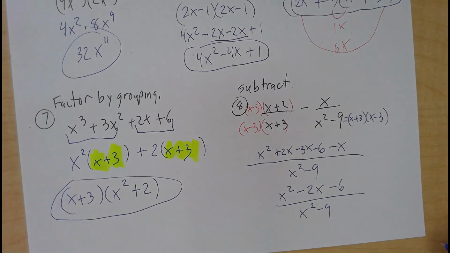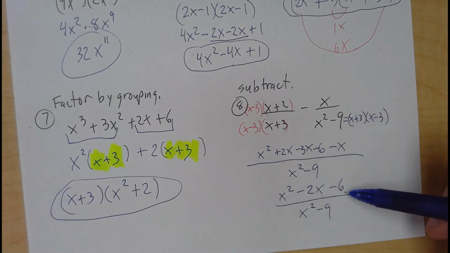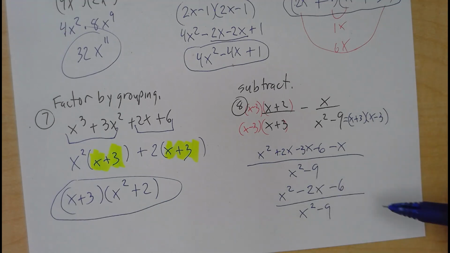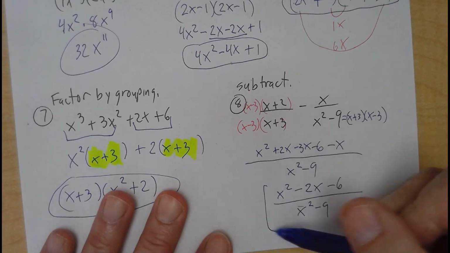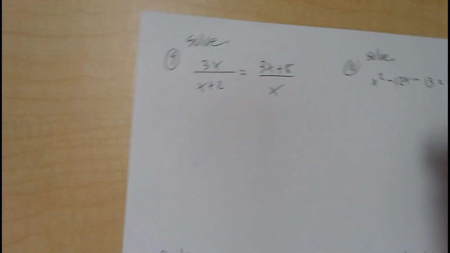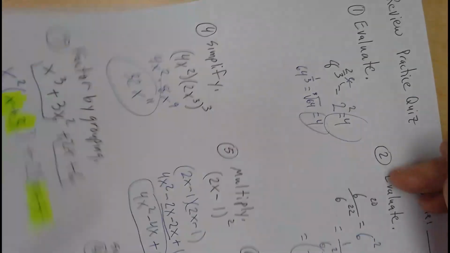And this won't factor, because you can factor into 1 and 6 or 2 and 3, and that won't make a 2 in the middle. So there's no more simplifying after this. All right, on the back side, we're going to solve.